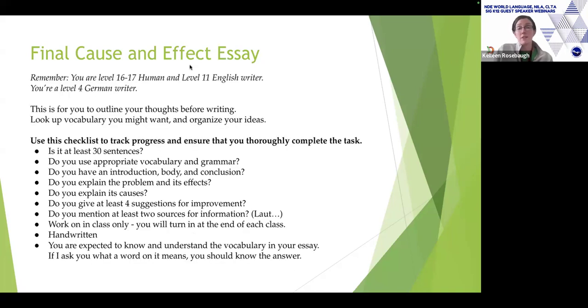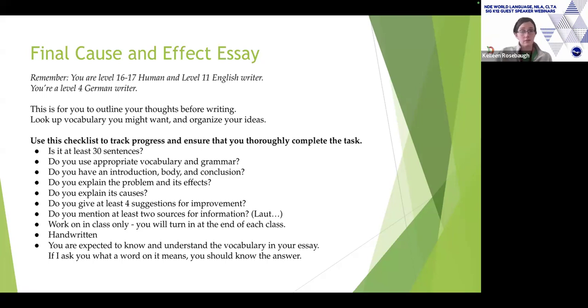As a part of this, I have this reminder on their outline. You are a level 16 or 17 human because most of these are my juniors or seniors. And they're a level 11 English writer, which is fantastic. In my German class, they've had 4 years, so it is not going to match. Their abilities in German are not going to be as awesome as their English abilities, and that is okay because they are learners.